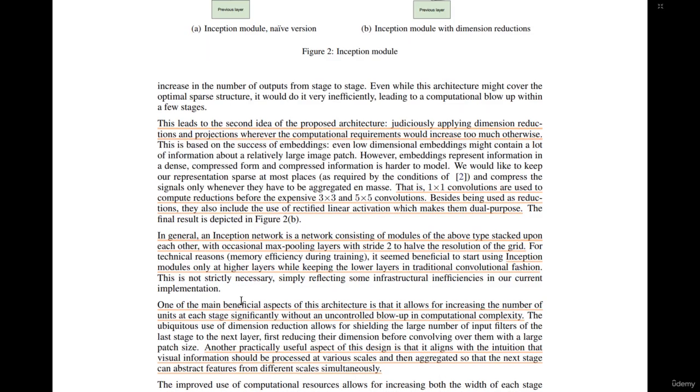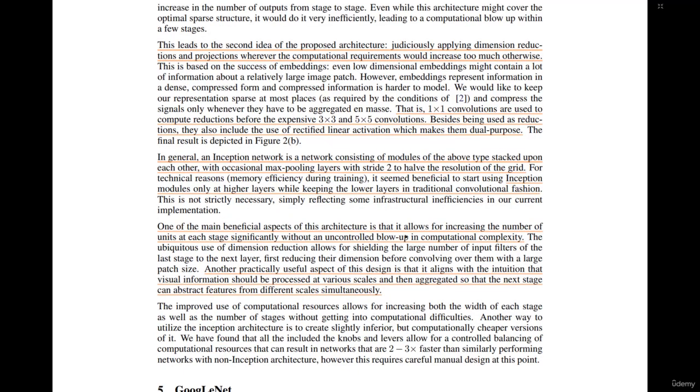In general, an inception network is a network consisting of modules of the above type, stacked upon each other with occasional max pooling layers with stride 2 to halve the resolution, that's to downsample the inputs. For technical reasons, it seemed beneficial to start using inception modules only at higher layers while keeping the lower layers in traditional conv fashion. One of the main beneficial aspects of this architecture is that it allows for increasing the number of units at each stage significantly without an uncontrolled blow up in computational complexity.